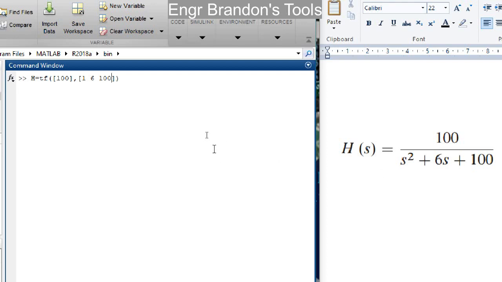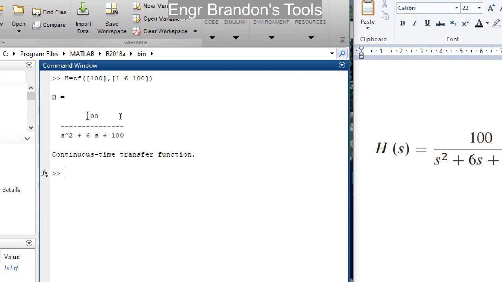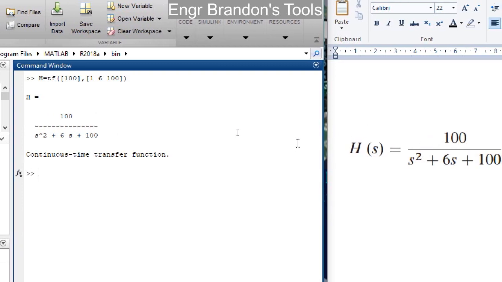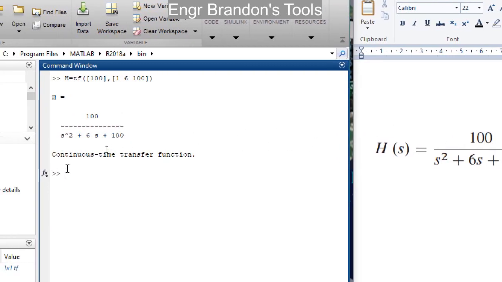So my transfer function has been defined. If I hit my enter button, I'm going to see h as this, exactly the same as here. It defines it as a continuous time transfer function. So that is the first method of defining transfer functions with MATLAB.